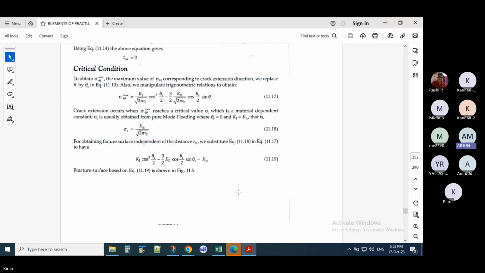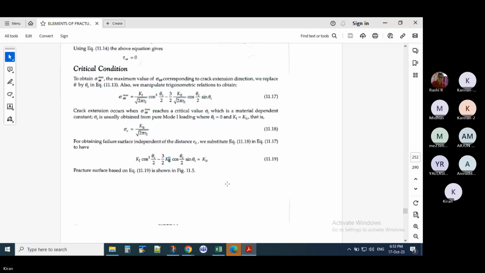Kiran, we can take 11.17 and solve it for sigma theta theta max. For obtaining the failure surface independent of this, we substitute equation 11.18 in equation 11.17. Again, you will have this equation only. Finally, you will get the same thing. Now you know the values of this one already. K1, K2, you already know.